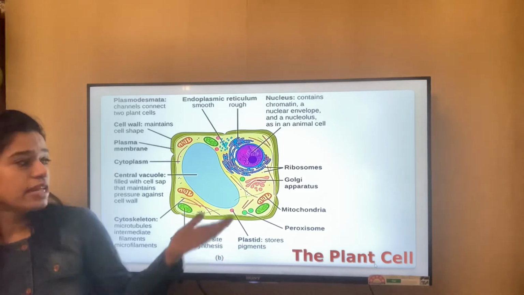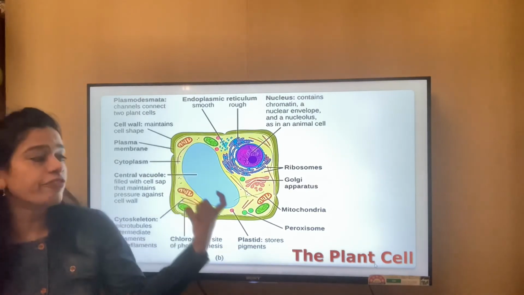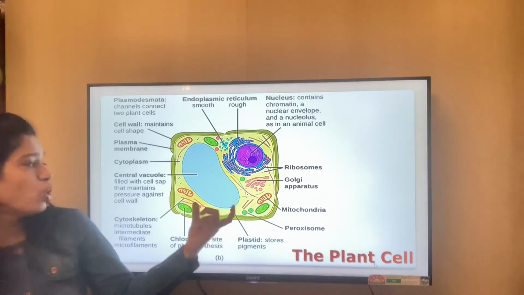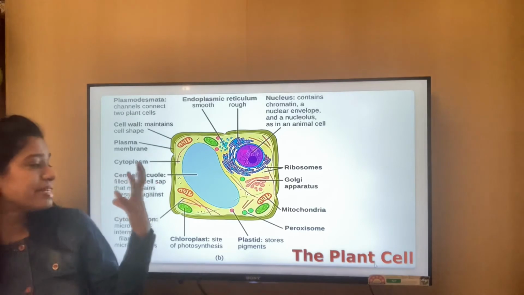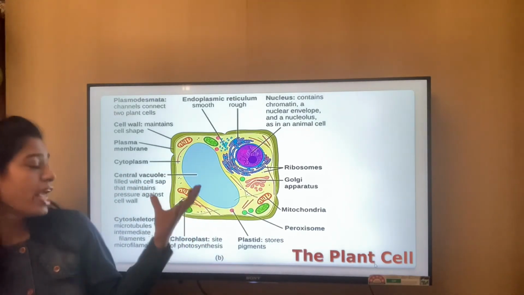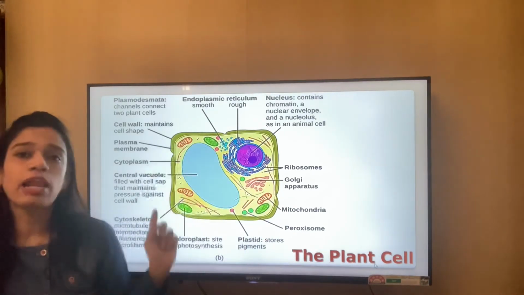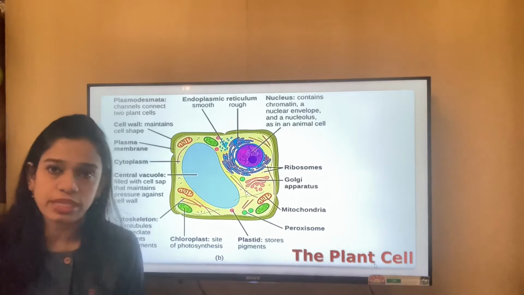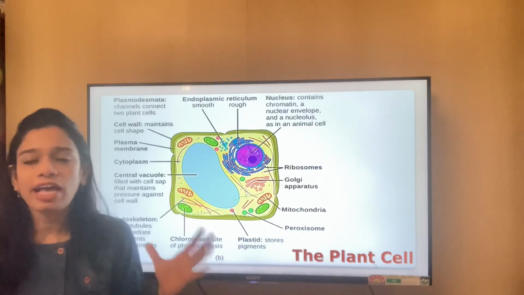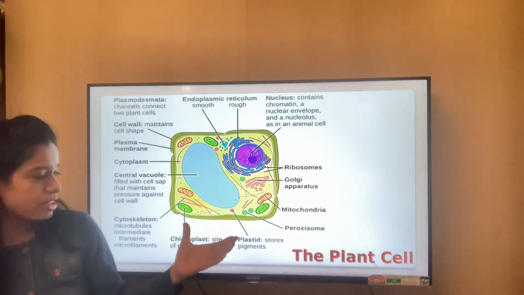The plant cell is more or less similar to the animal cell. Here you can see a very large, prominent vacuole, because it is filled with cell sap that maintains the cell pressure against the cell wall. There is also a rigid cell wall, which was absent in the animal cell. This rigid cell wall gives shape as well as protects the cell.